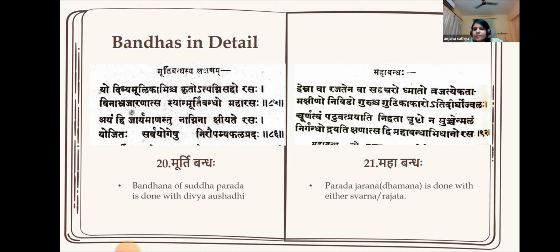Mahabandha is when the Parada is treated with gold and Rajata, and it is converted into bandha. Parada is treated with only the Swarna and Rajata. That is known as Mahabandha. Parada treated with Swarna, Abraga, Gandhaga, and Rajata is known as Sabija Bandha, which is mentioned under the Swarna containing Bandha. In this Mahabandha, only gold and Rajata are used.